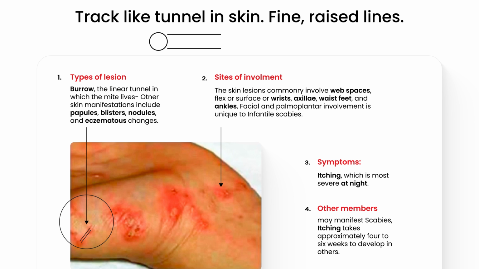And then the important thing to remember is that the mite actually lives inside. It creates this tunnel under the skin, and that's where the mite is laying its eggs. So that's a very important aspect of the differentiation of scabies from other rashes that have erythematous papules.